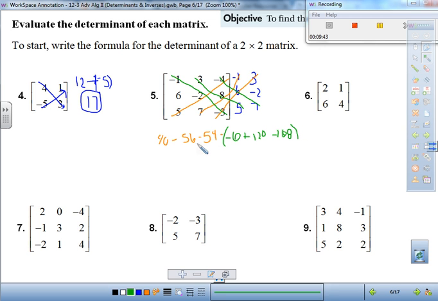Okay, so here, 40 minus 56 minus 54 gives me negative 70. Minus negative 6 plus 120 minus 168 minus a negative 54. So really that's plus 54, and my determinant is going to be negative 16. So we just have to remember this part right here. Copy and paste those first two columns over, basically, to make sure you have enough to keep multiplying.